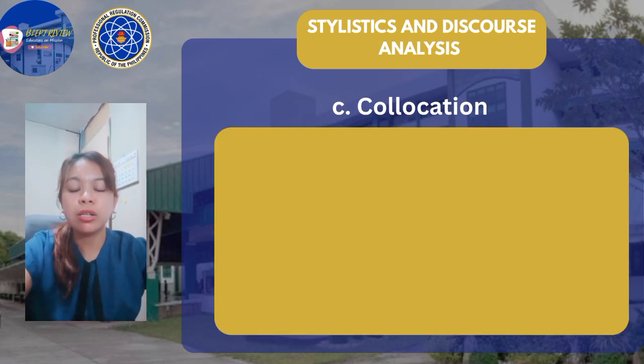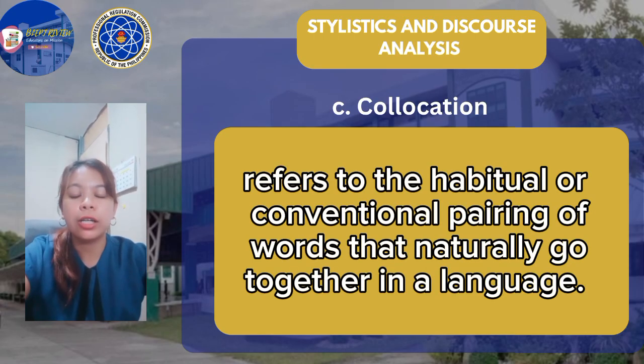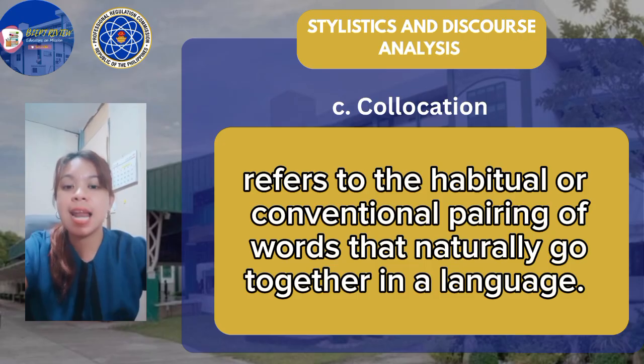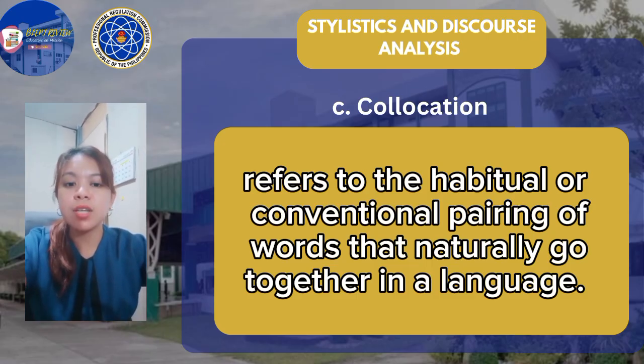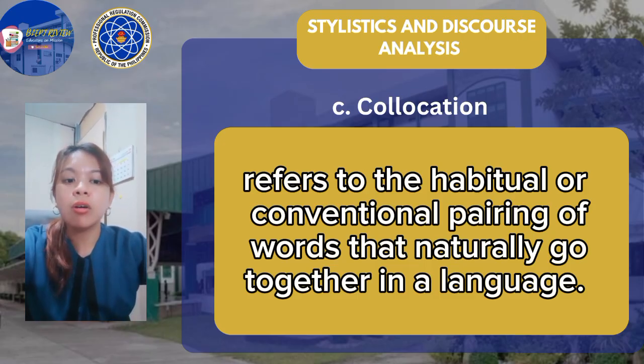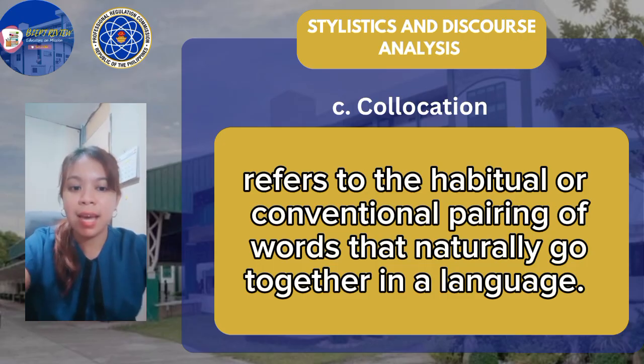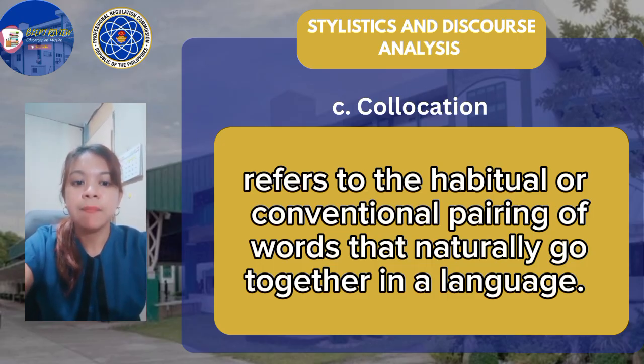What do we mean by the collocation? It refers to the habitual or conventional pairing of words that naturally go together in a language. In terms of lexical cohesion, collocation helps tie parts of a text, especially words that are commonly associated even if they are not directly repeated or synonymous.